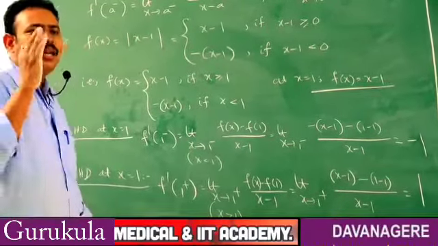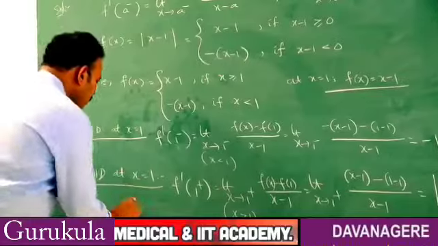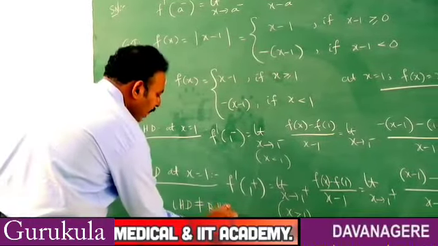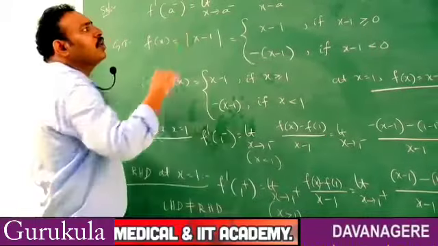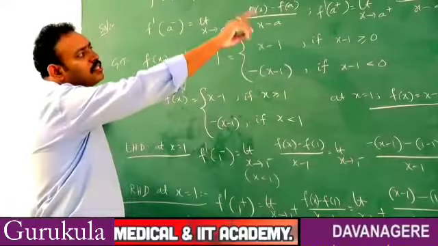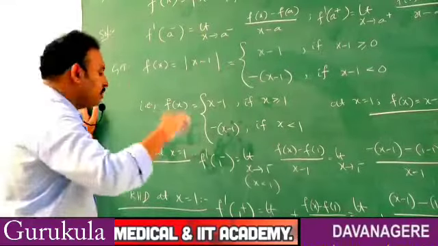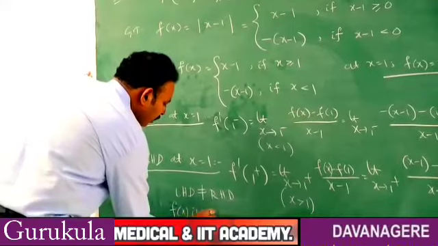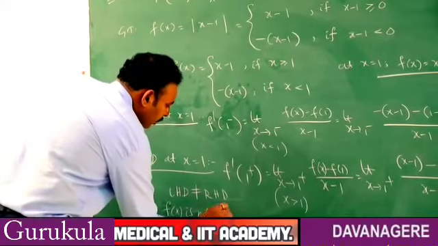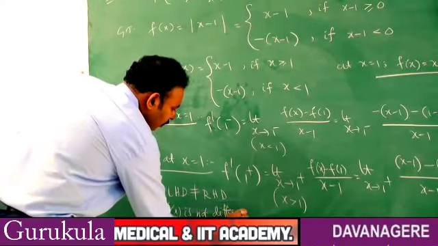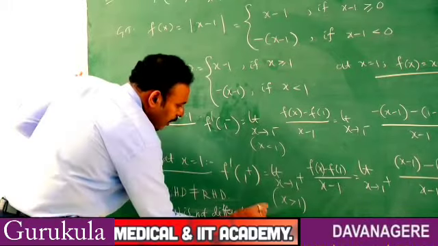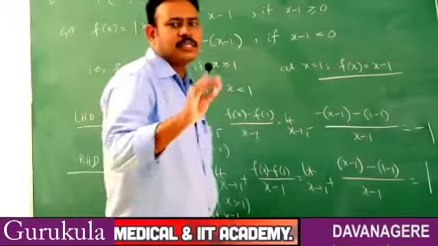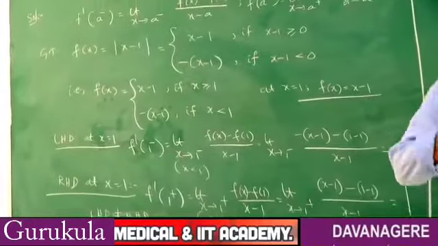Very clear, left hand derivative value is not equal to right hand derivative value at x is equal to 1. Hence f of x is not differentiable at x is equal to 1. Therefore, f of x is not differentiable at x is equal to 1. At x is equal to 1, it is not differentiable.